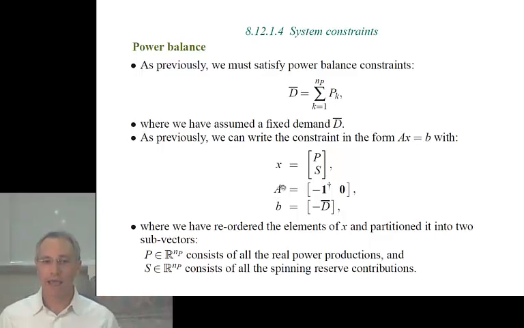Then if I write A is equal to minus 1 transpose followed by 0, then A times X adds up the entries of P with a minus sign, and then my right-hand side equates it to minus D overline, and that gives me supply-demand balance.